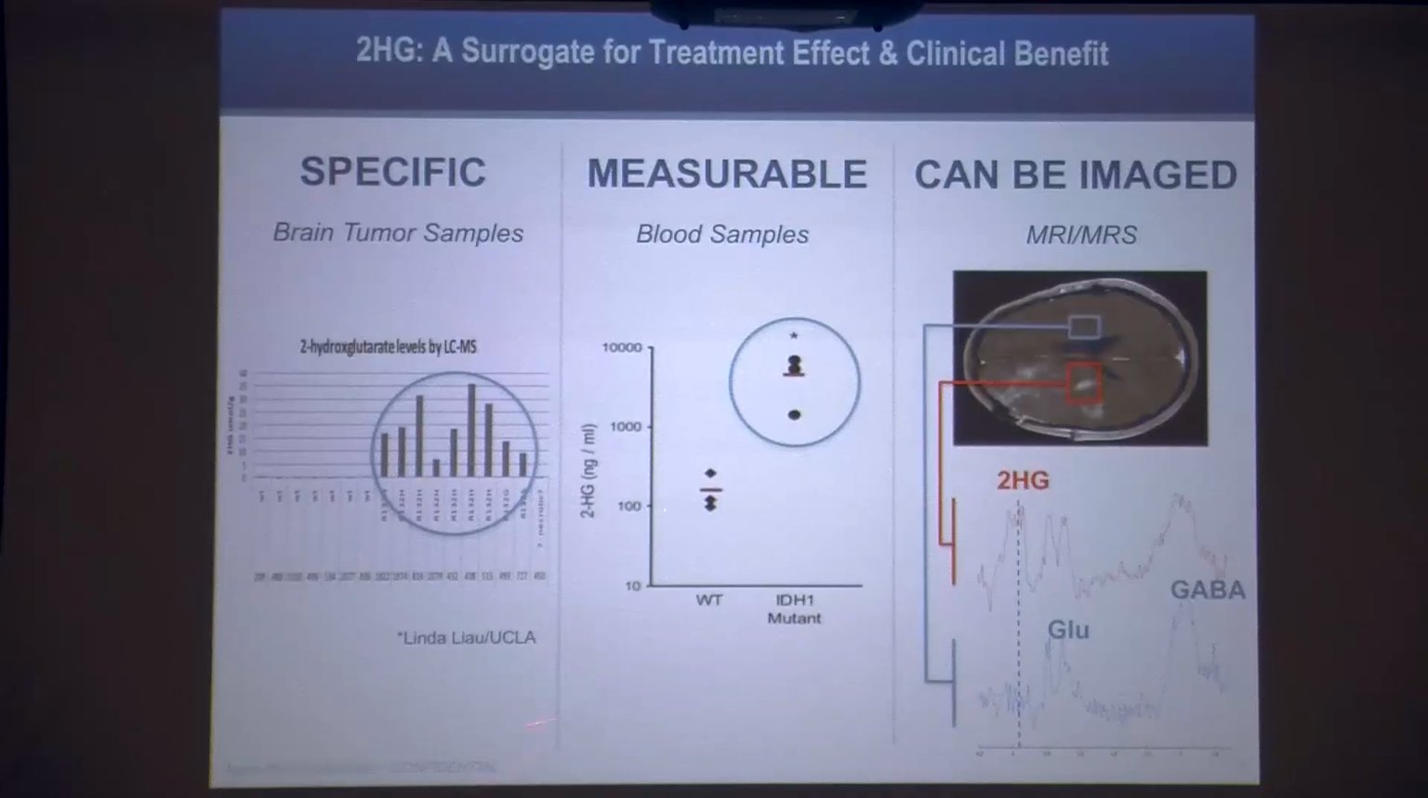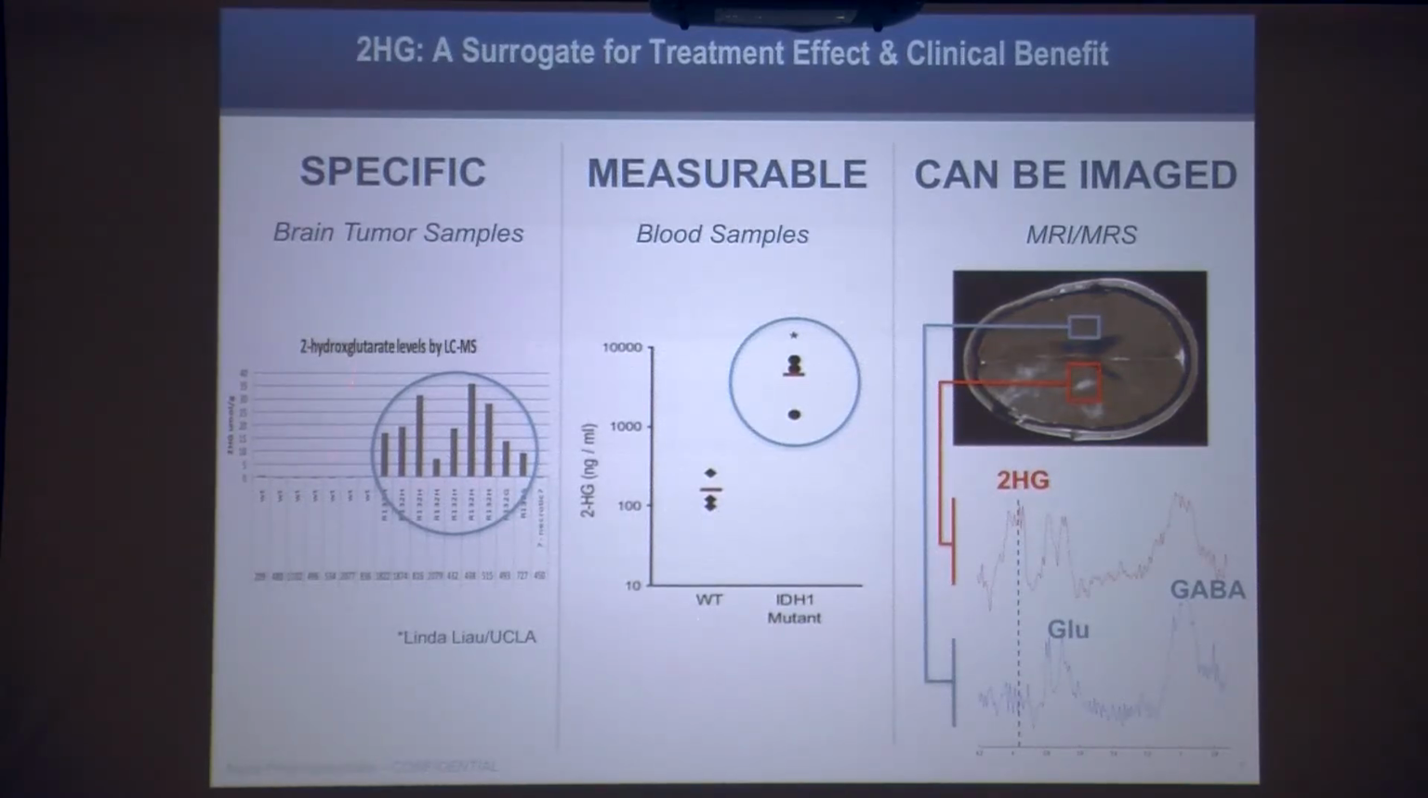So this was all really exciting. We had biochemistry evidence that this metabolite was being formed, and we had cell systems that we engineered that were making this metabolite, but that doesn't prove that it's important in cancer. And so to do that, we collaborated with Linda Liao, who's a neurosurgeon at UCLA. I came from UCLA, so I knew her.